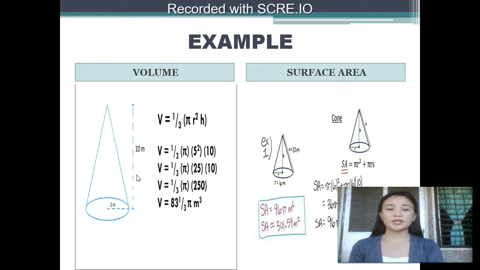You can also get the exact value of that by just multiplying 96 to the approximate value of pi, which is 3.1416. So we have the approximate value of the surface area, which is 301.59 meters squared.